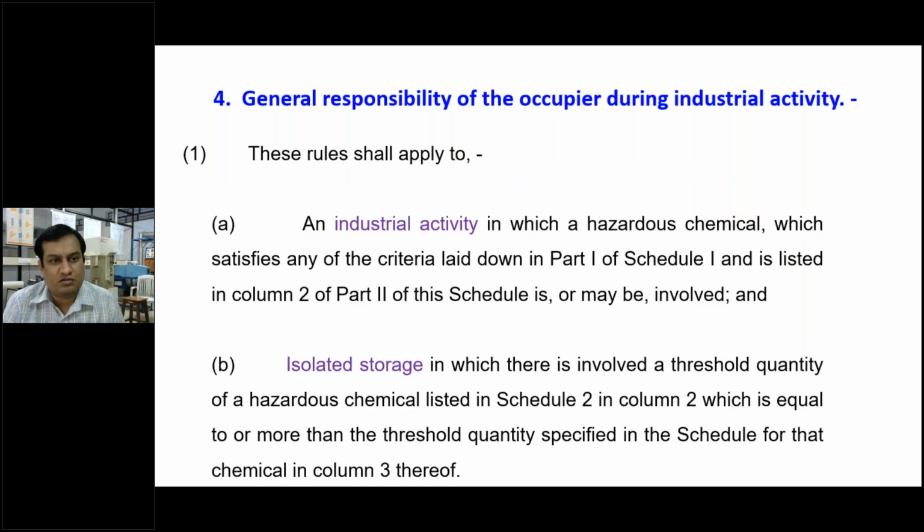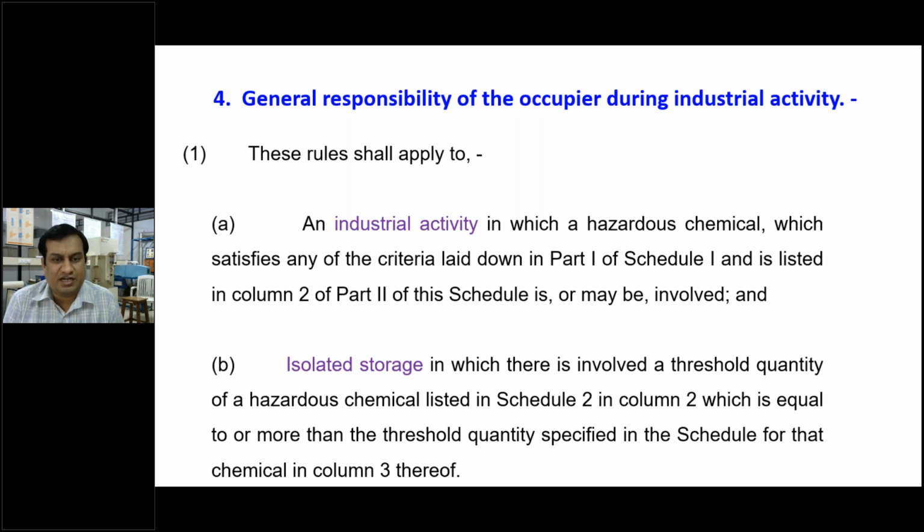Then rule number 4 discusses the general responsibility of the occupier during industrial activity. Occupier means a person who has ultimate control of your factory; that is called the occupier. So the general responsibilities of this occupier during the industrial activity: we have discussed this industrial activity, so what are the responsibilities of the occupier?